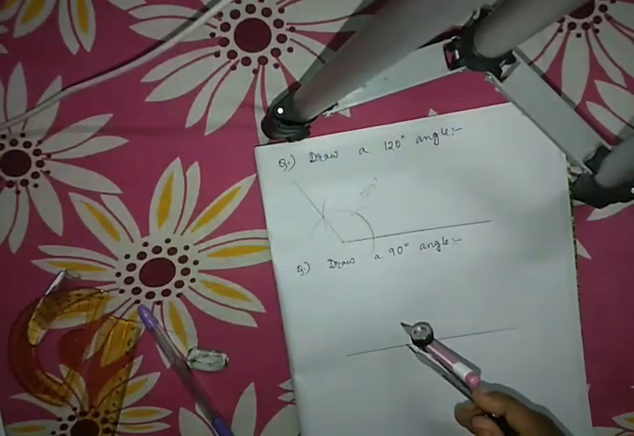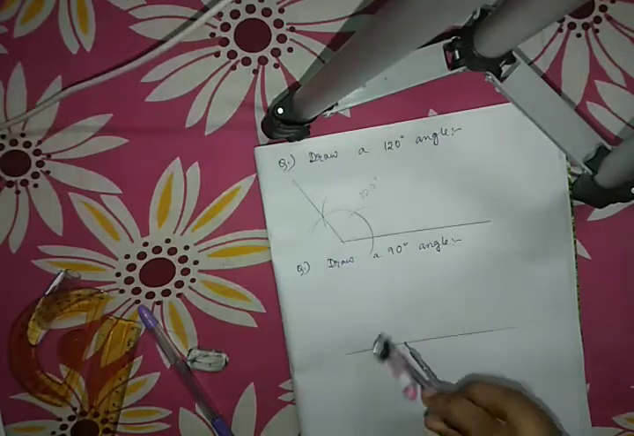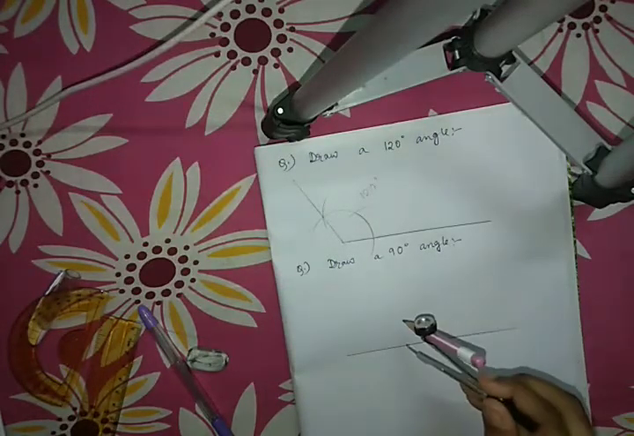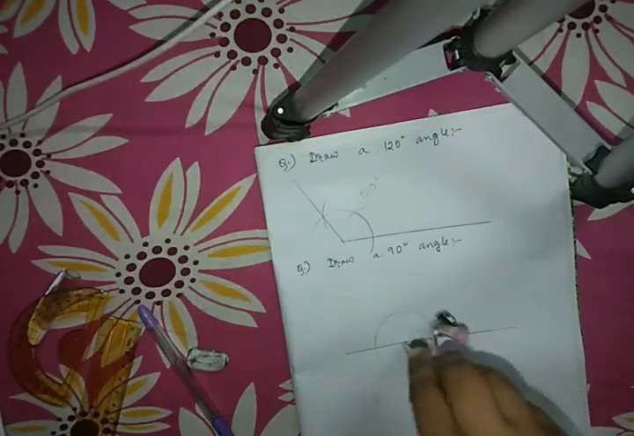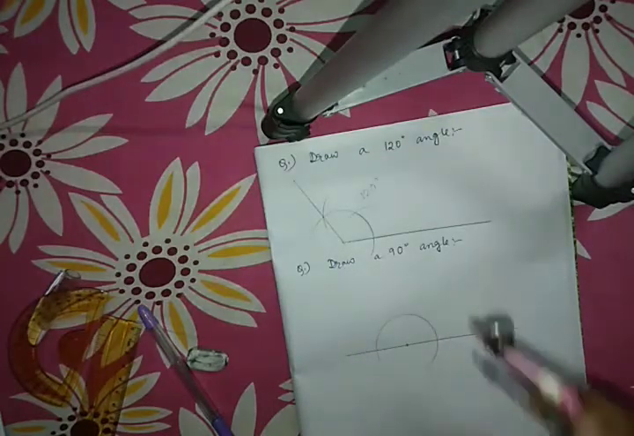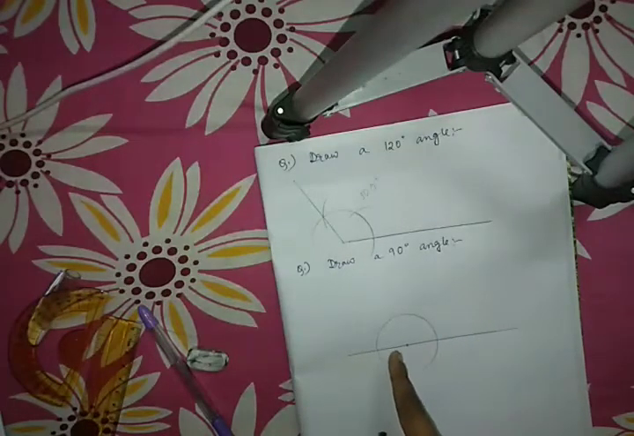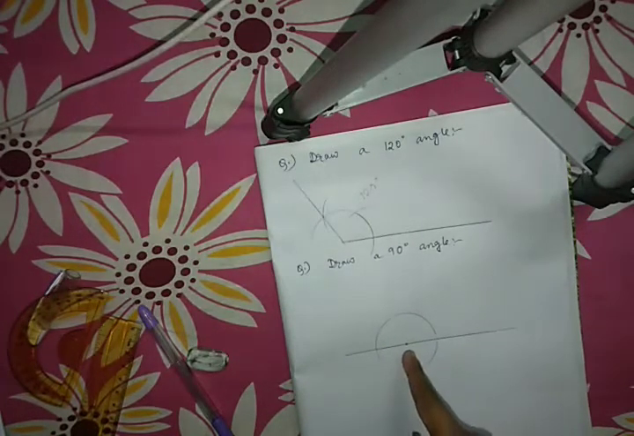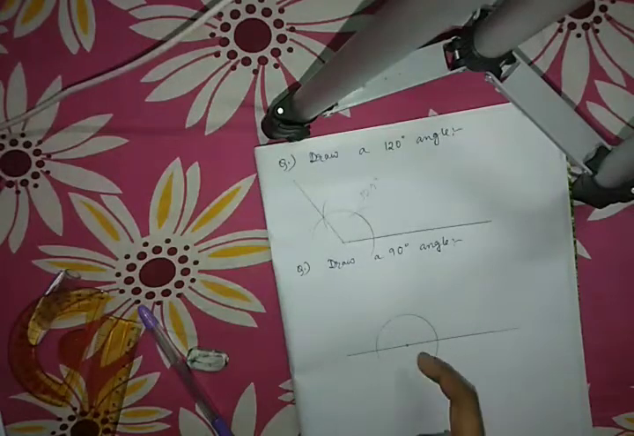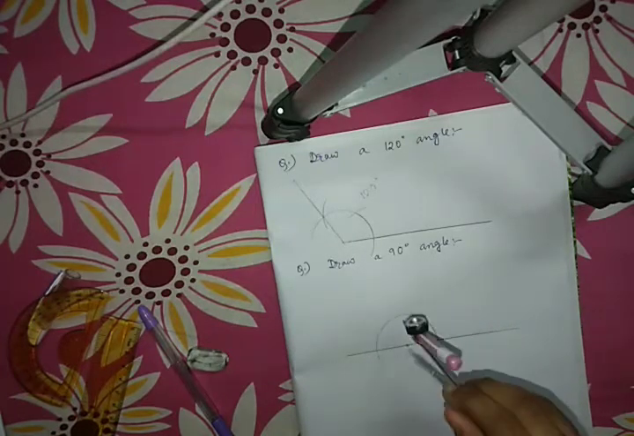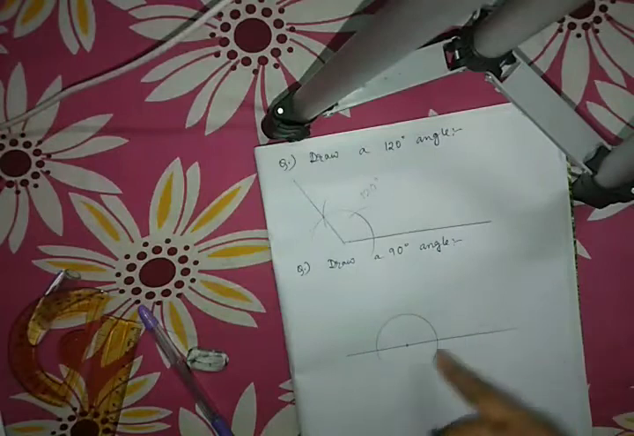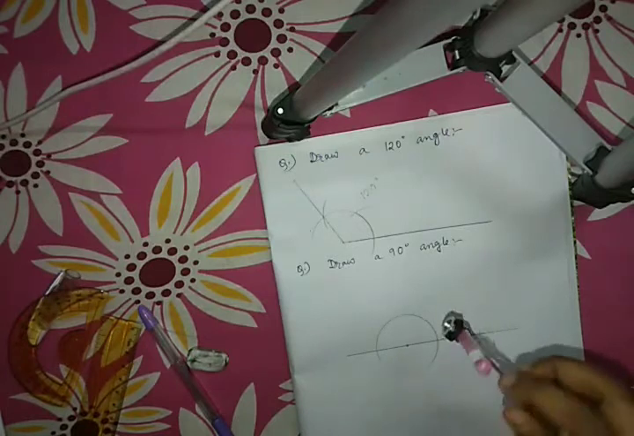Why I am taking this point? Because we will draw an arc by taking any radius. Any radius you will take and put the pointer here and draw the arc. You can see this arc has to cut or intersect the line in 2 points. That's why I have taken the point on the line here in this way. Because the arc which we are drawing has to cut the line in 2 points. Okay, so you can see now this arc I have drawn, which is intersecting the line at 2 points.